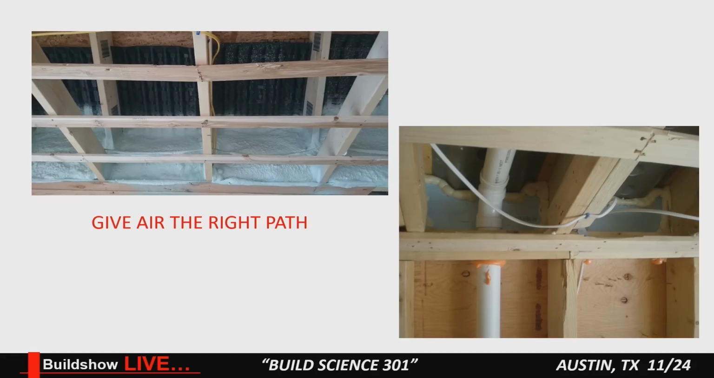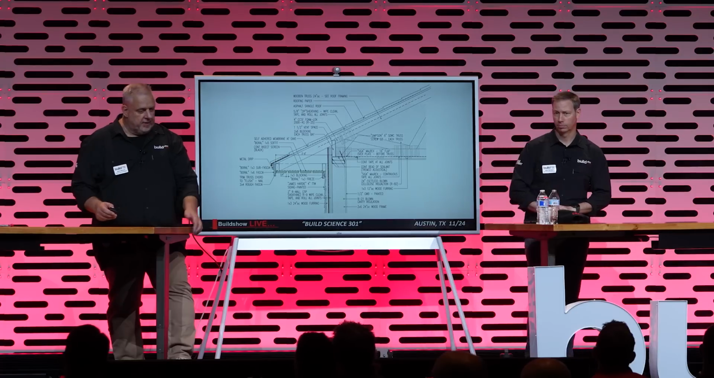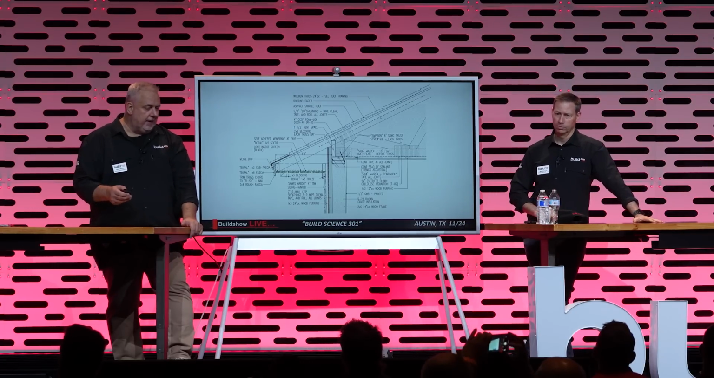And then later, after the drywall is hung, which is the true air barrier, then we'll blow in some insulation, cellulose, against it. So there's the detail. Yeah, and we probably have 22 inches of settled insulation, which is an R84 ceiling, something along those lines. In this case here, we did use the Siga Majrex for this detail in lieu of drywall.